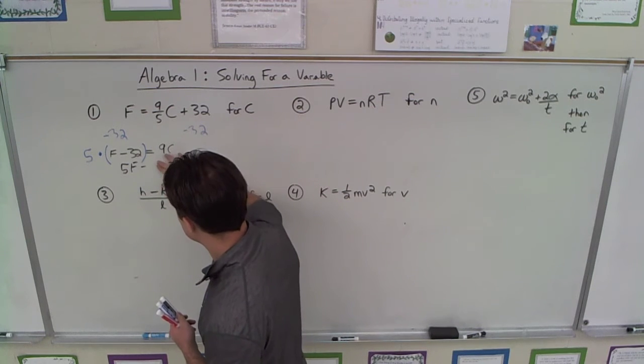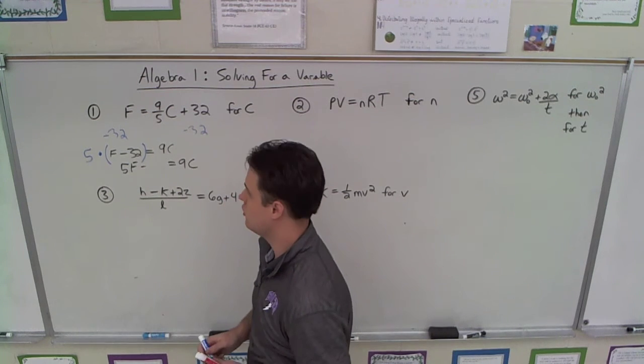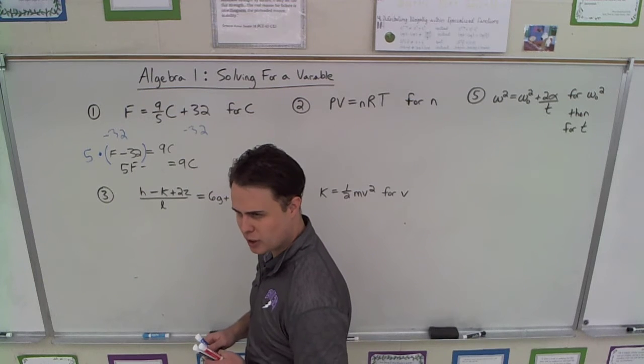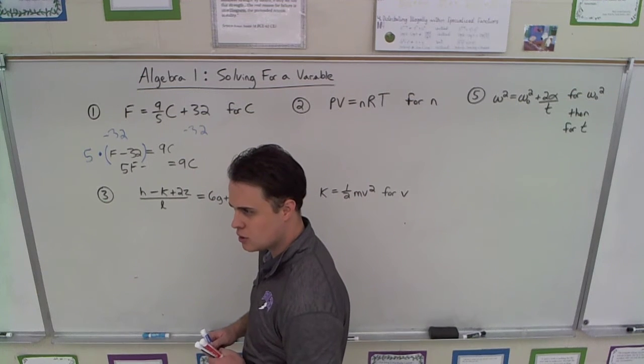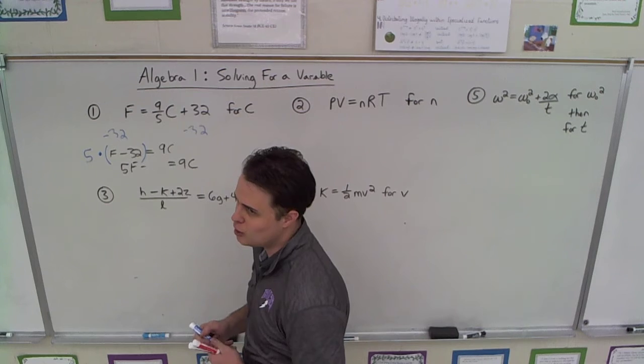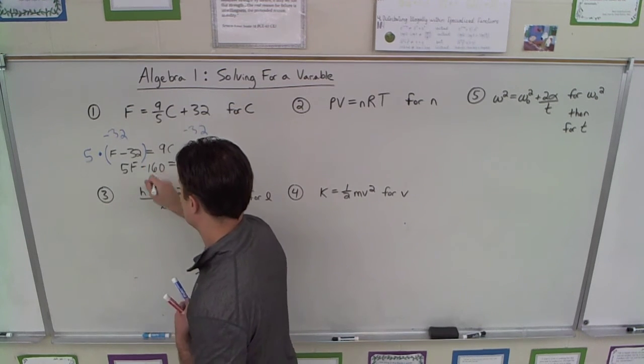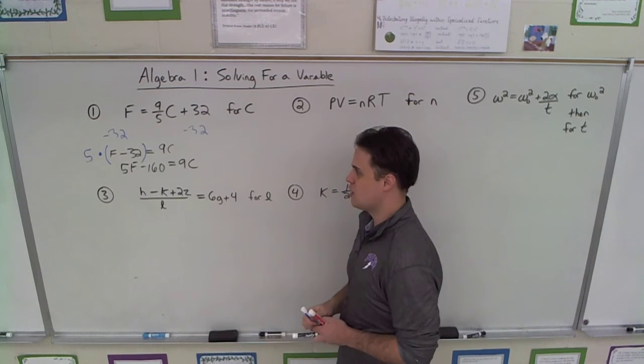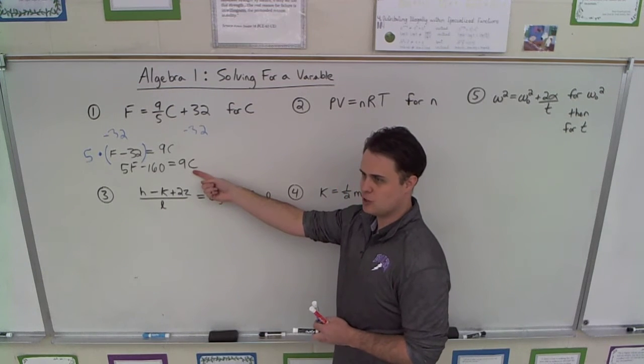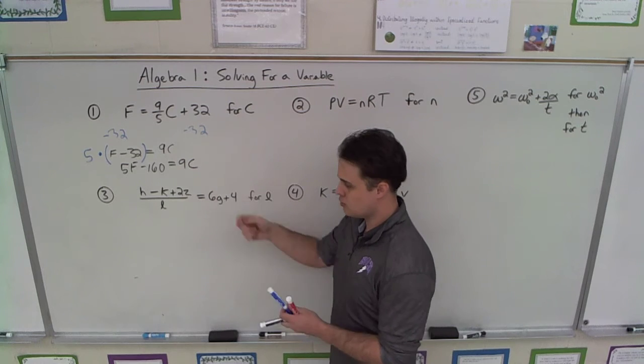So instead of 32, I need to have, you could use your calculator, right? 5 times 30 is 150, and 5 times 2 is 10, and 10 and 150 is 160, and it's negative. And now I have one step left. C is almost by itself. I just need to divide by 9.